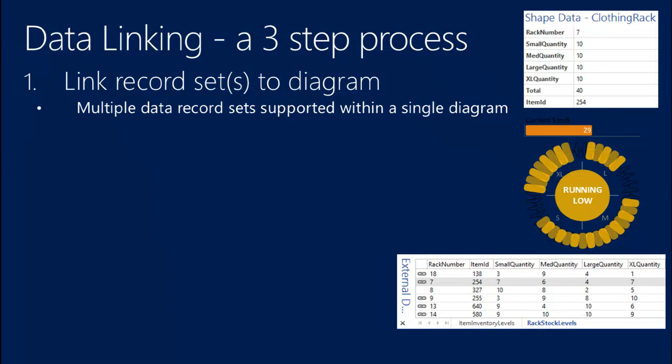And then they mash all that stuff up together and link it to shapes, and all that stuff's automated before they publish it up to SharePoint. So when I say multiple data record sets, 200 and something, that's kind of out of the norm. Most people have 1 or 2, but it's very extensible.